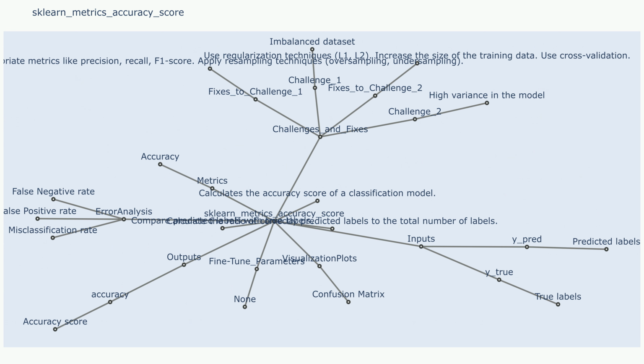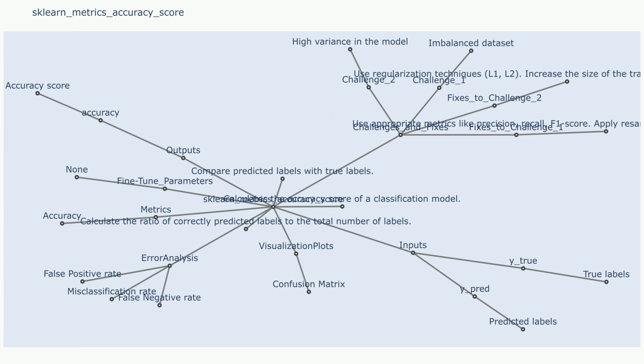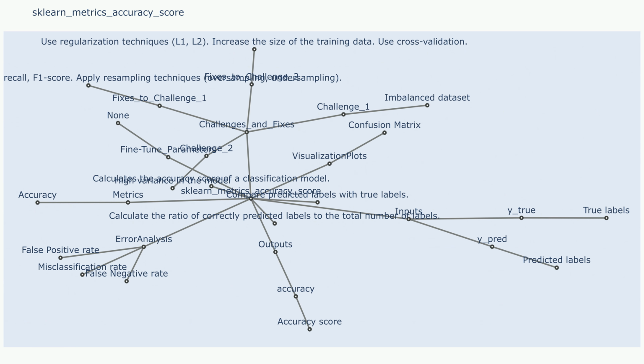Visualization plots: confusion matrix, a visual representation of the classification results, showing the number of true positives, true negatives, false positives, and false negatives. ROC curve, a plot that shows the trade-off between the true positive rate (sensitivity) and false positive rate (1 - specificity) at different classification thresholds.